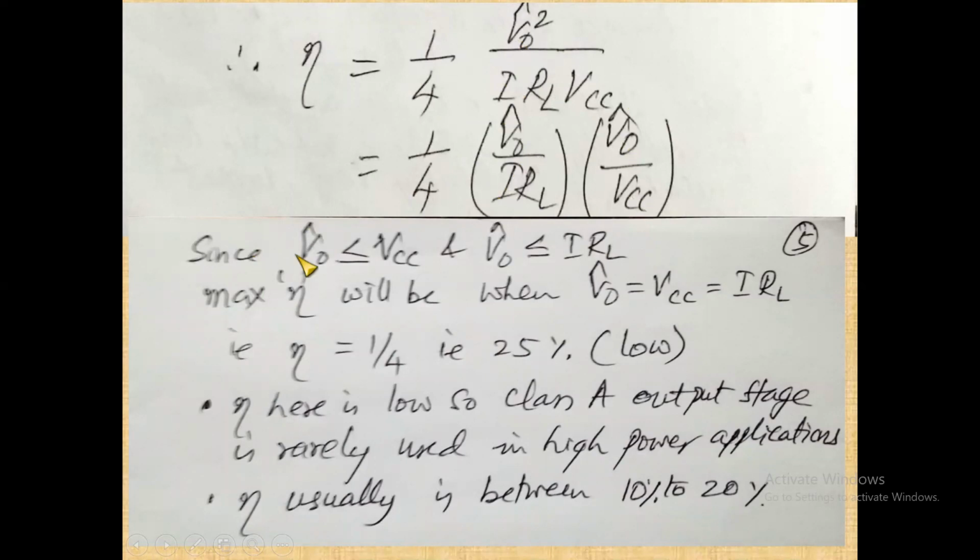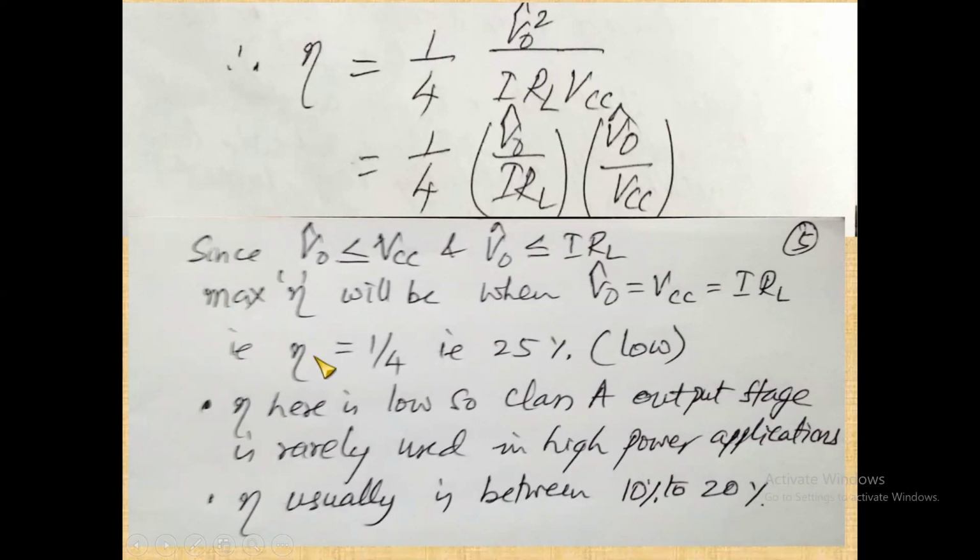And since the maximum value of V naught is definitely lesser than VCC, and V naught is definitely lesser than I RL, we see that both these quantities will be lesser than or equal to 1. And when both these quantities are maximum, equal to 1, at that time the maximum efficiency will be 1 by 4, and that just corresponds to 25%.